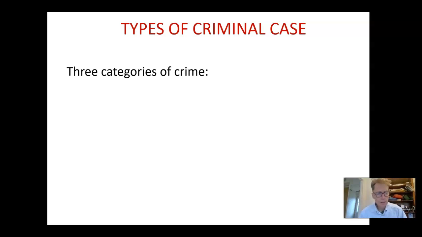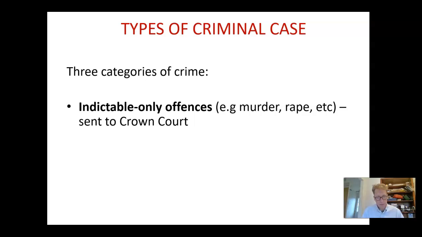Well, we're now going to talk about the courts. I mentioned early on that there are basically three categories of crime. And we're talking about criminal law now. So within criminal law, there are three categories of crime. You remember they're indictable offences. These are the most serious cases, things like murder, rape, awful crimes like that. Now they have to be sent to the Crown Court.